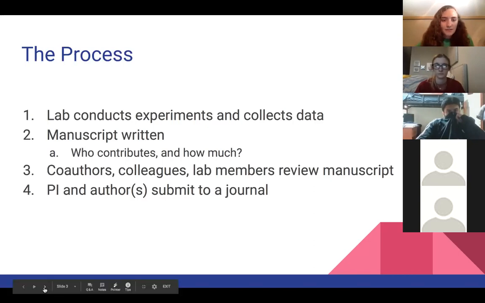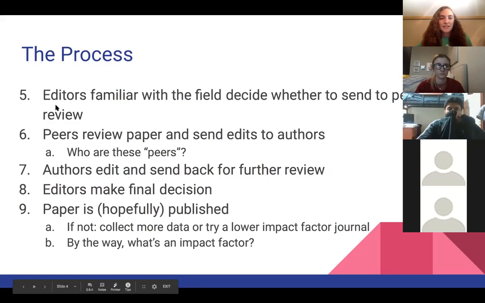Once it's submitted, the editors of the journal decide whether or not it's good enough to be sent to review. Then peer reviews happen, where other people in the field review the paper, and then the authors edit it and send it back for more review. Then the editors make the final decision, and hopefully the paper gets published.